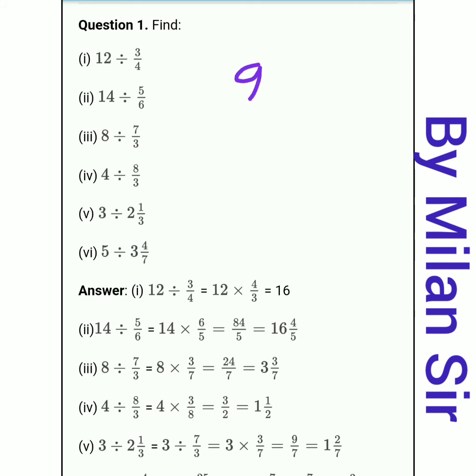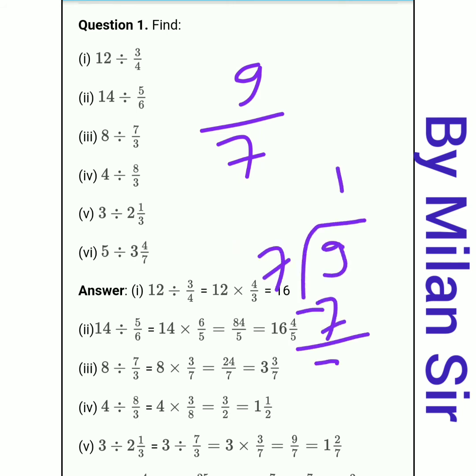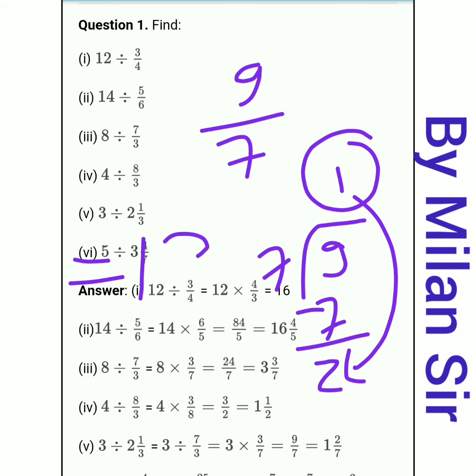So 9 divided by 7. This is again an improper fraction, so we can convert it into a mixed fraction. 7 1s are 7, remainder 2. So we need to start with this 1, then clockwise direction, remainder 2, then divide by 7. So 1 integer 2 by 7 is our answer.